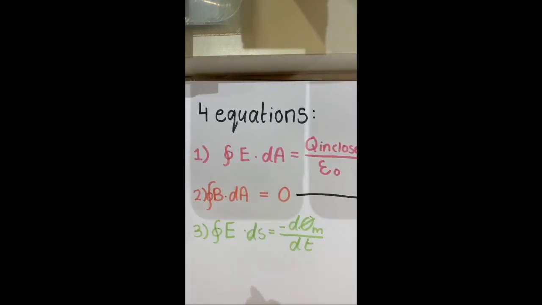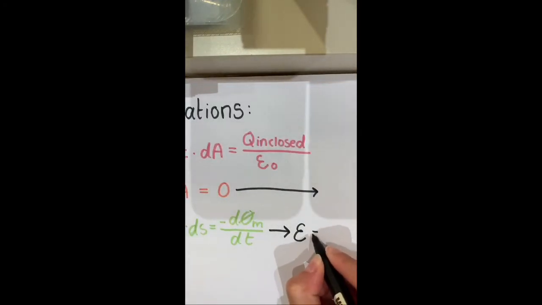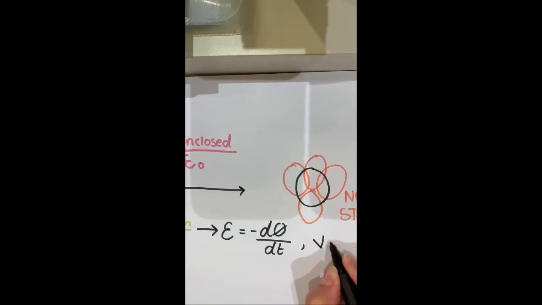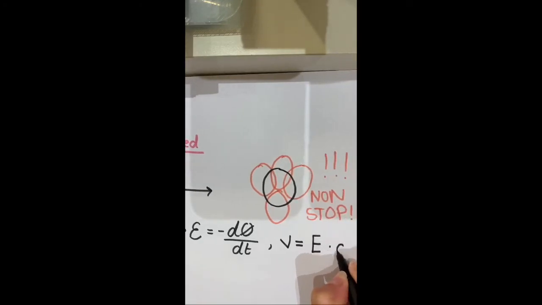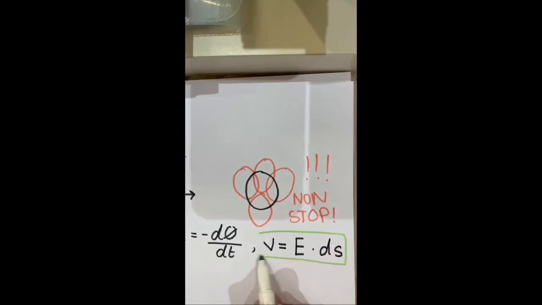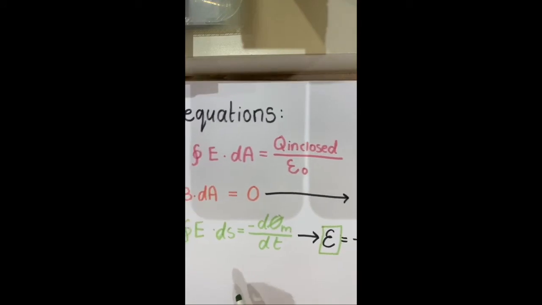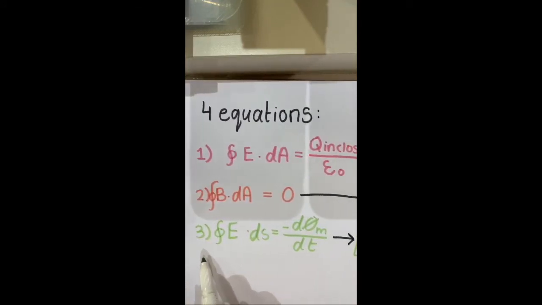Here we have the third equation. How did we find it? Let's check it out. Well, we know that the electromotive force actually equals negative d flux over dt. And we know that the voltage actually equals the electric field multiplied by ds. So now, if I combine these 2 equations together, this will give me the third equation of Maxwell's.